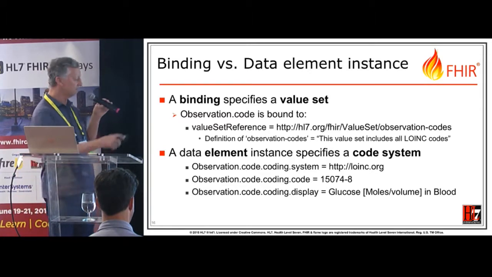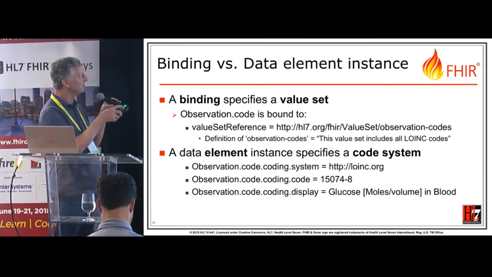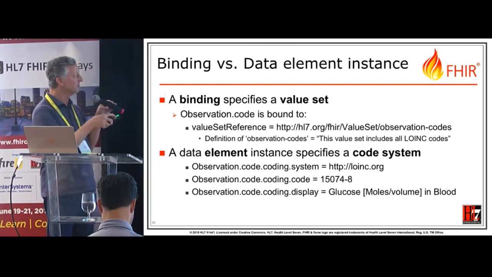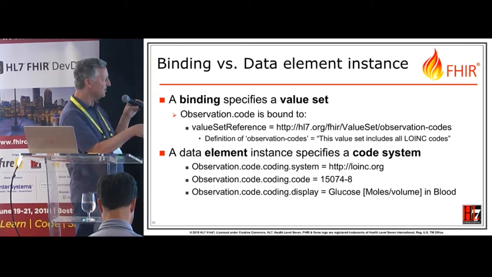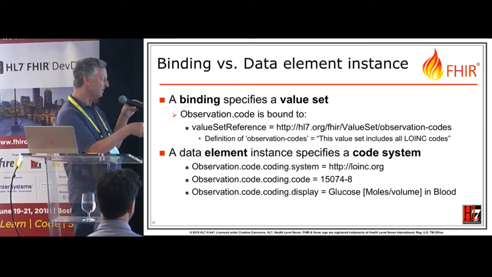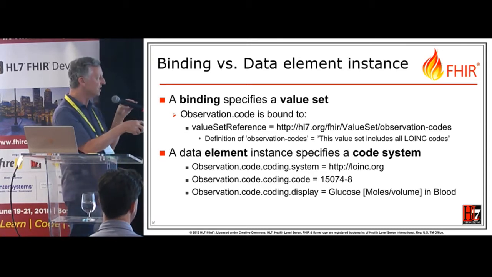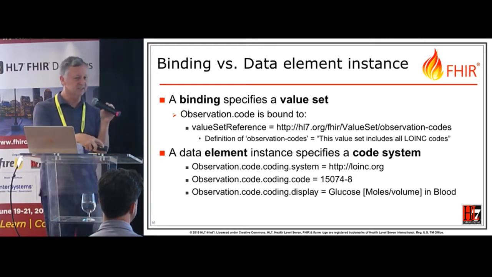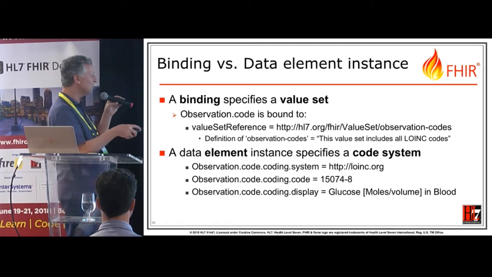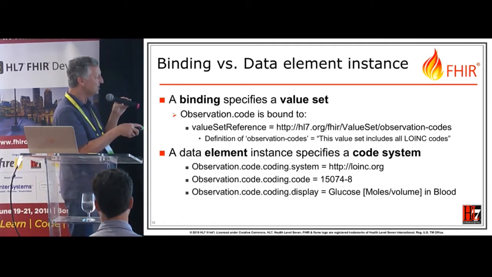And so just one more time, emphasizing the difference between the binding and what happens in the data element instance. The binding specifies the value set, and this is an example with observation. You basically would make the value set reference a value set of observation codes. That set in this case happens to include all LOINC codes. So maybe it should be a little bit narrower than that, but that kind of works. But again, that's going to be an example binding in that case.